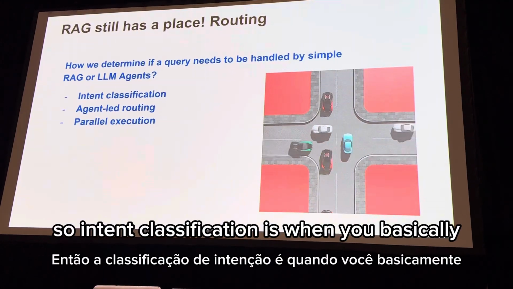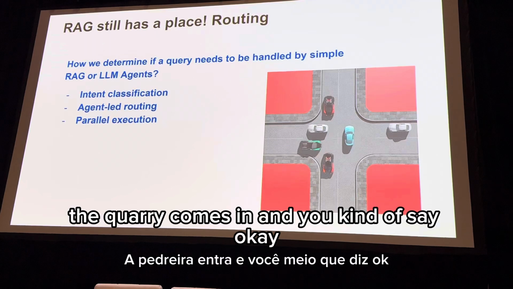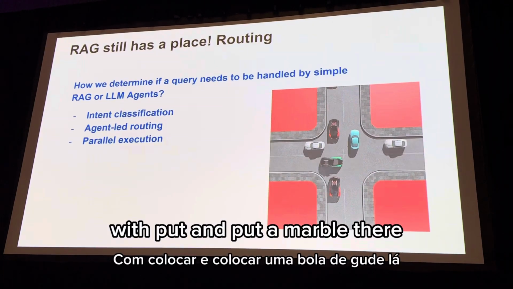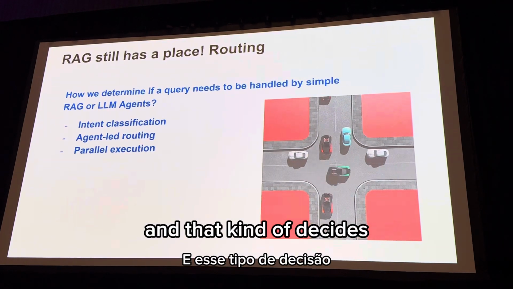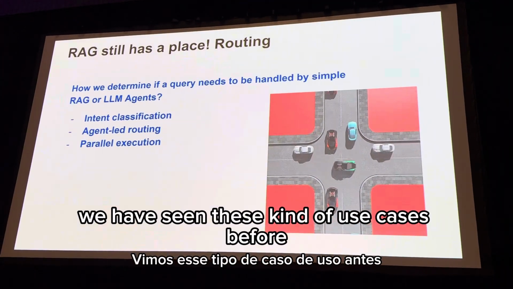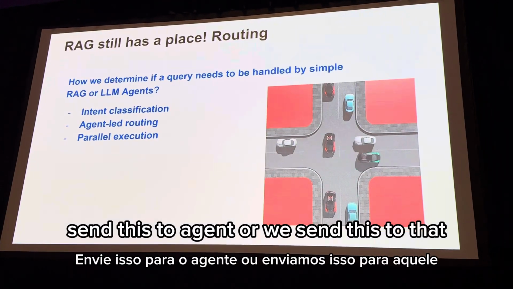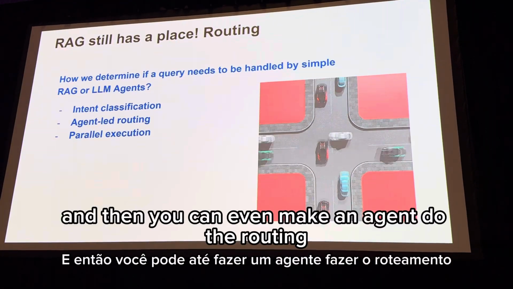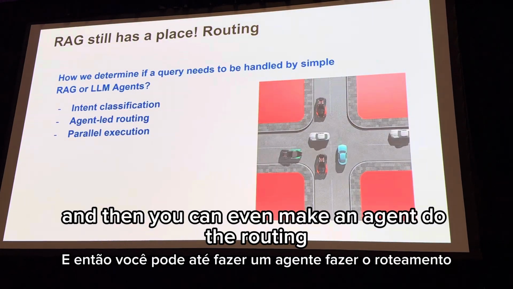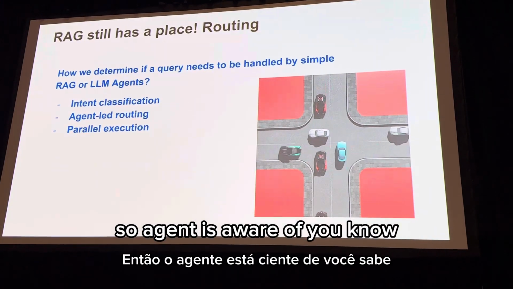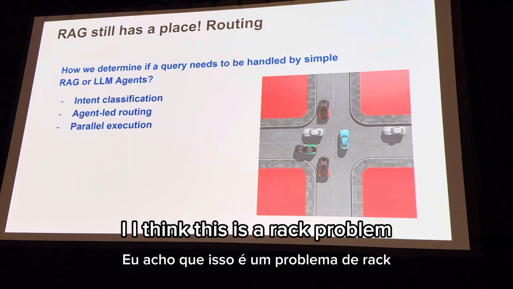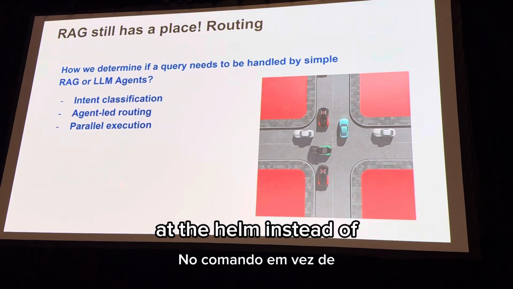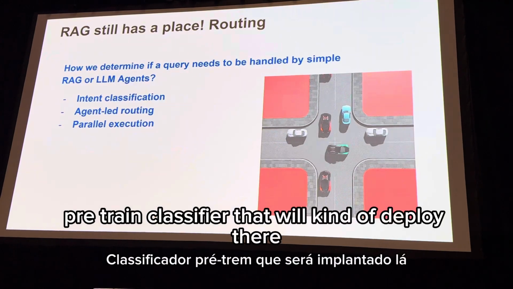Intent classification is when the query comes in and you say, okay, we have seen these kinds of use cases before, so you put a model there, and that decides whether we send this to an agent or we send this to RAG, and so on and so forth. And then you can even make an agent do the routing. So the agent is aware of, I think this is a RAG problem, so I'll send it to that. That's a slightly smarter model at the helm instead of a pre-trained classifier that we would deploy there.